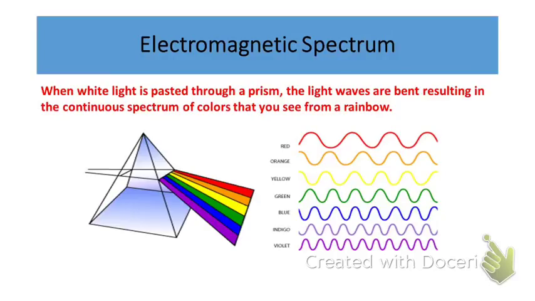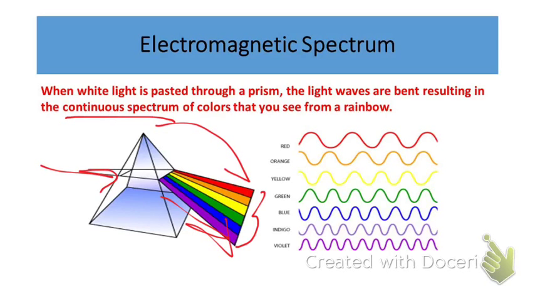So when we see white light, any time it passes through a prism, the light waves are bent, resulting in that continuous spectrum of colors that we saw on the previous slide, and we also see right here. We can see white light passing through, being bent, separating into the different colors, and we get a continuous spectrum. And that's important to understand. A continuous spectrum, meaning that all the wavelengths, all the frequencies blend together, or these colors blend together. Alright?